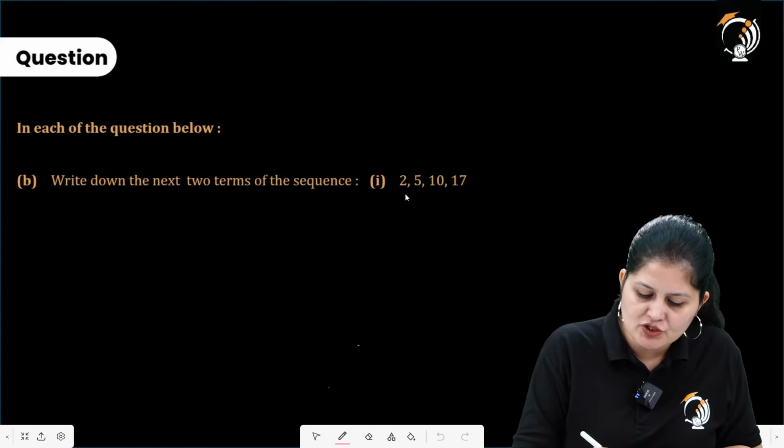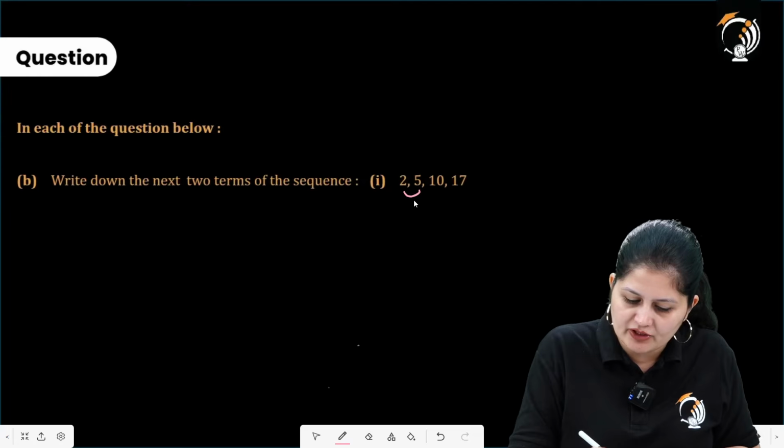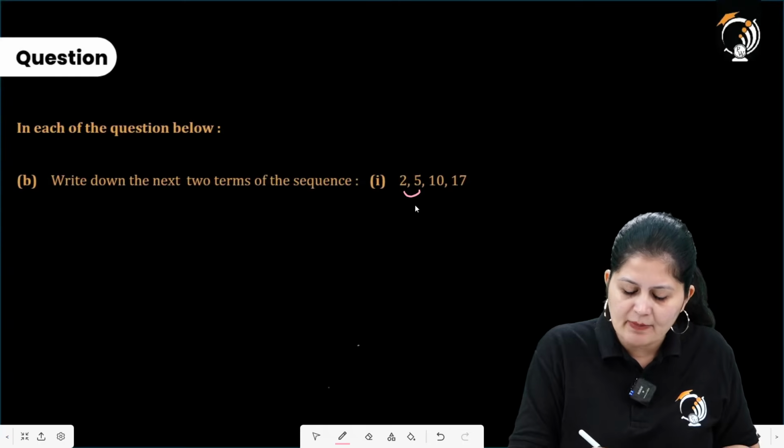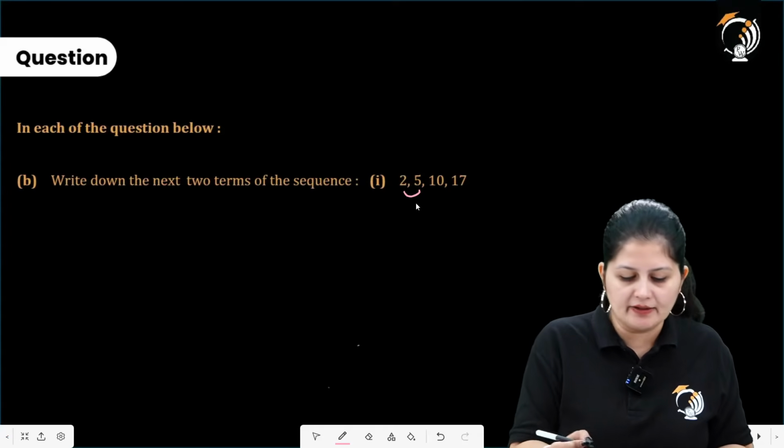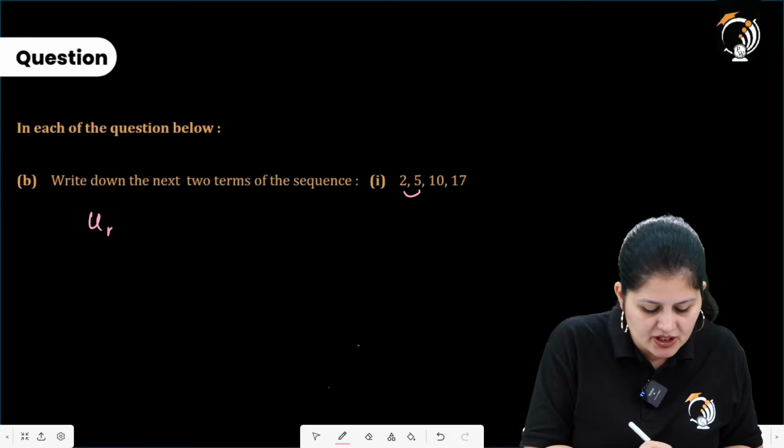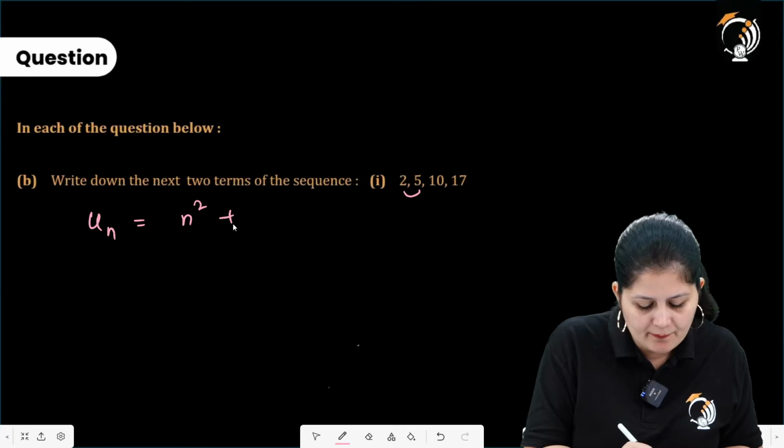So here the sequence is 2, 5. What we can observe here is that it is the pattern of n squared plus 1, right? So the general term here is going to be n squared plus 1, right?